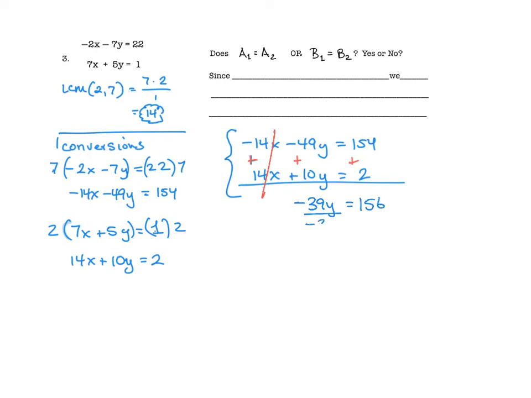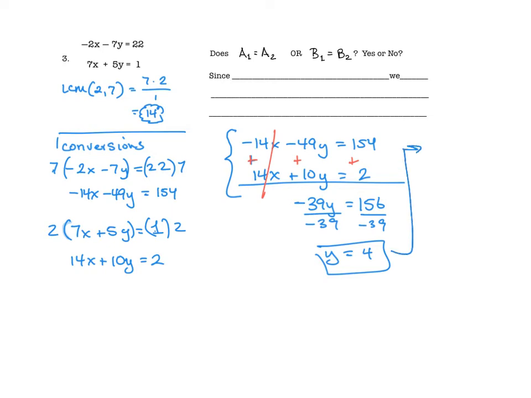Divide both sides by negative 39. You will get y equals, type this one into your calculator and you'll get a 4. All right? So then with this 4, I take that 4 and I pick an equation from the beginning. So here's my beginning. Pick one of those, plug 4 in for y. I'm just going to choose one equation and I'm just going to pick the second one.